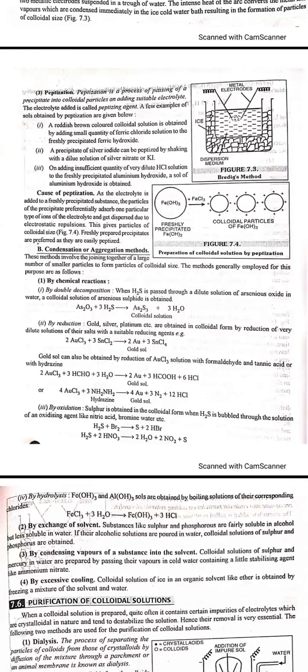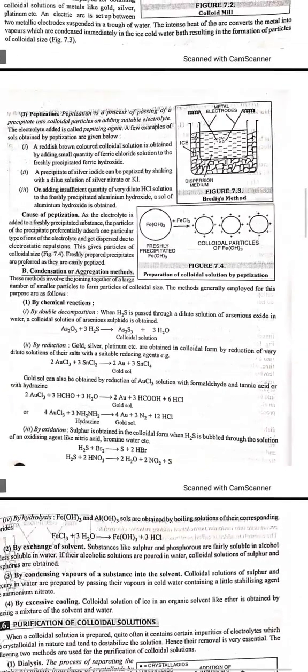So by double decomposition, when H2S is passed through a dilute solution of arsenious oxide in water, a colloidal solution of arsenious sulfide is obtained. As we can see here, As2O3, which is our arsenious oxide, when passed through H2S, 3H2S gives As2S3 plus 3H2O. As2S3 is our colloidal solution.